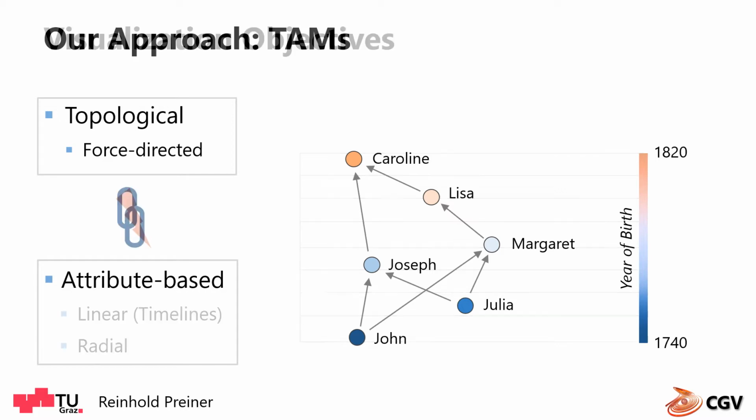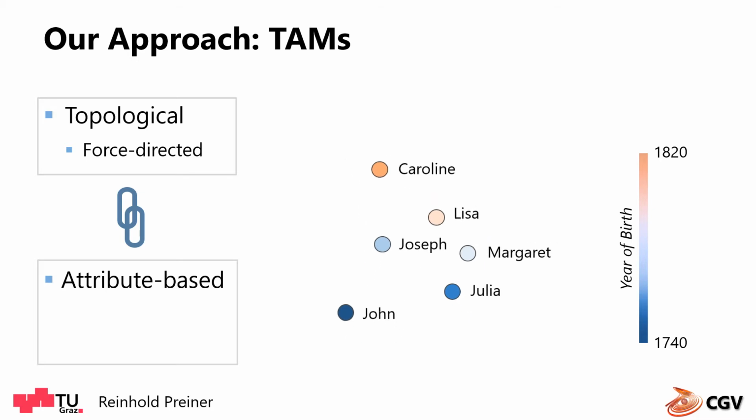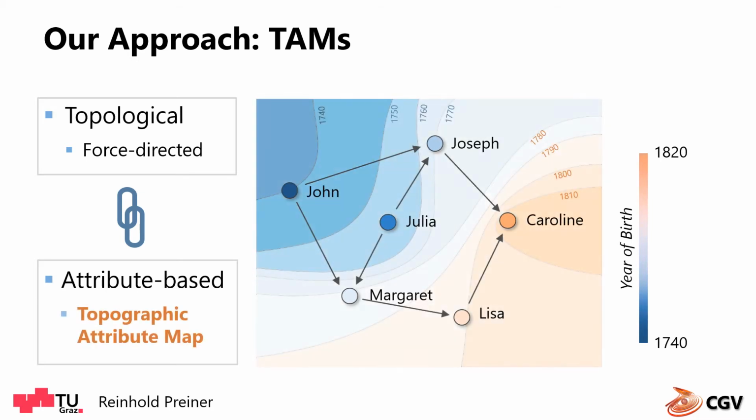In our work we aim to solve this conflict by combining a topology-preserving layout with an inferred contextual attribute landscape, which we illustrate as an underlying topographic map. We call such a map a topographic attribute map, or short a TAM. And in such a TAM, attribute values at nodes map to height values, which we interpolate to obtain a continuous height field. And by visualizing this height field using isocontour rendering, we can re-establish the relative comparability of node attributes that was before given by the grid lines in the linear timeline layout. For example, we can now again directly see the age difference between Joseph and Caroline, which is about 40 years, while we still preserve the topological structure of the graph.